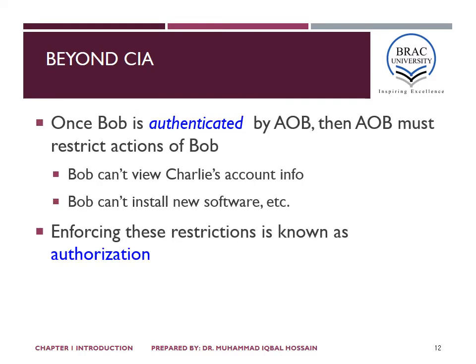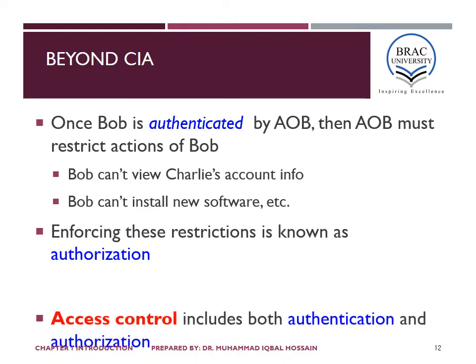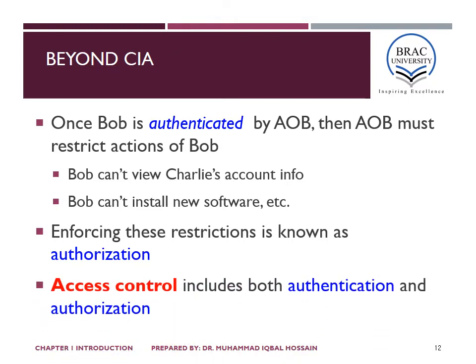Once Bob is authenticated by the bank, the bank must restrict the actions of Bob. Like Bob cannot view Charlie's account info, Bob cannot install any new software. Enforcing this restriction is known as authorization. This is actually a part of access control. So through authorization we have authentication.